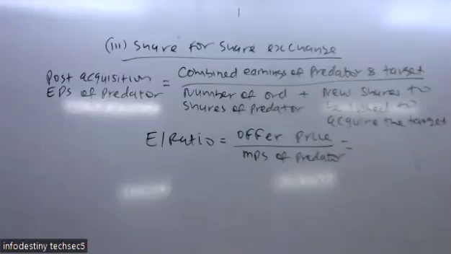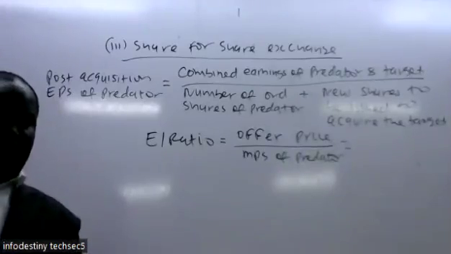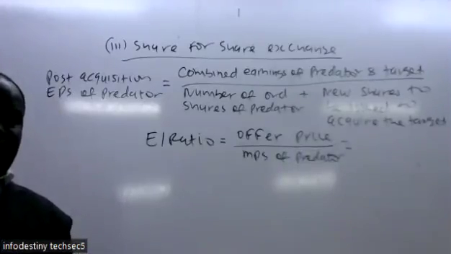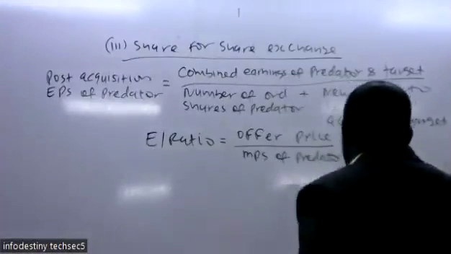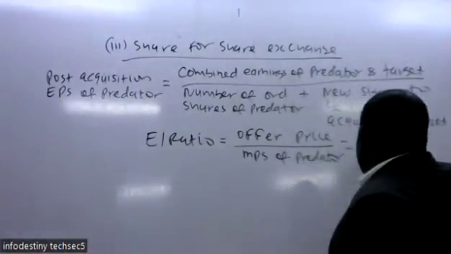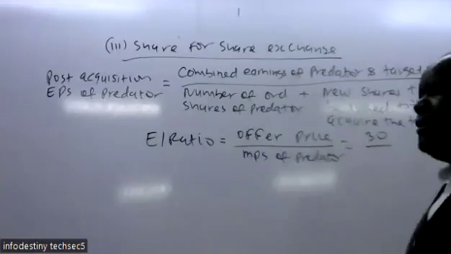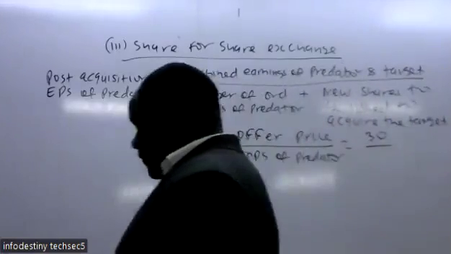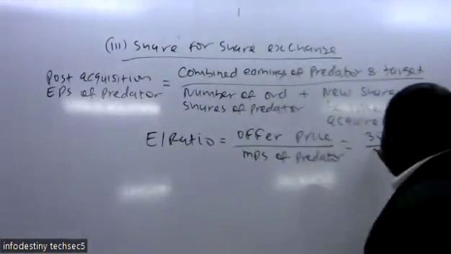They have given you the new offer price in Roman letter 3. They have agreed on an offer price of 30 shillings. We divide by the market price per share of the predator. The predator is B Limited, and its market price per share was given as 60.